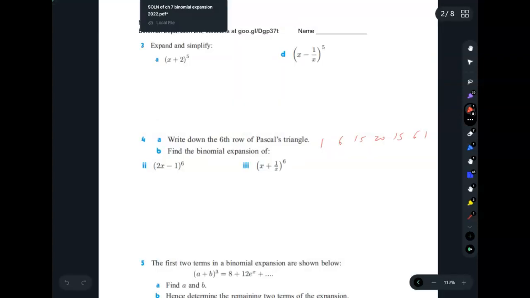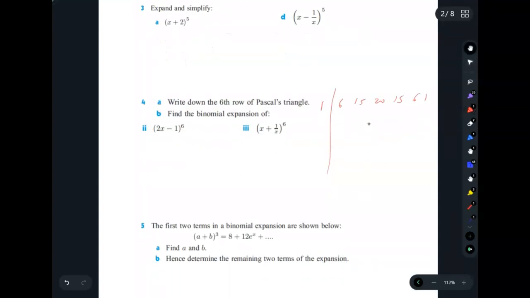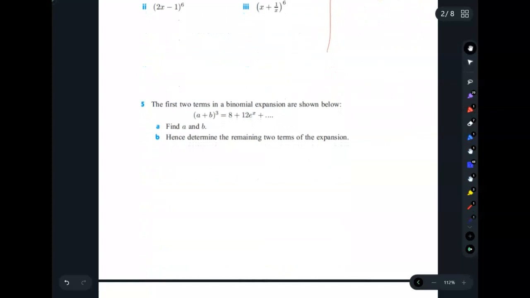The next one says, for this one, it gives us an algebraic equation. So it says, okay, you have an unknown first term and an unknown second term. Let's just call them A and B. If you cube this, you get this polynomial, this cubic. And the first two terms are 8 and 12e to the x, but we're not telling you the rest of the terms. Find what A and B are equal to.